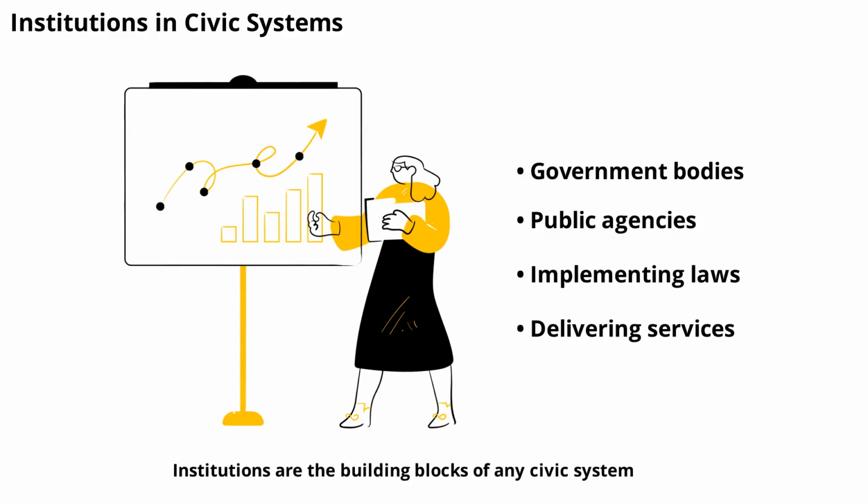Institutions are the building blocks of any civic system. They include government bodies like city councils, legislative assemblies, and executive offices. Institutions also cover public agencies such as police departments, fire services, and public health organizations. These entities are responsible for implementing laws, delivering services, and ensuring the well-being of the community. By establishing clear roles and responsibilities, institutions help maintain order and provide stability.